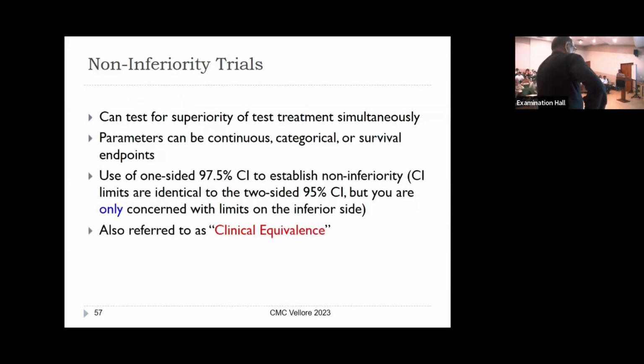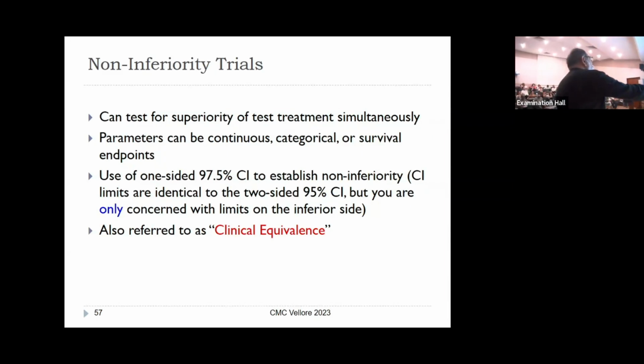So the other way these non-inferiority trials are sold to investigators is, oh, you can also test for superiority. Well, that's what I would call an advertisement by a used car salesman. Don't believe it. It's not always true what they say. You have to be really lucky and have something that is really superior. And you can have different types of parameters. And what you do is you do a one-sided confidence interval, but again, 97.5%, so it's equivalent to the two-sided 95%, because you're only concerned with limits on the inferior side.